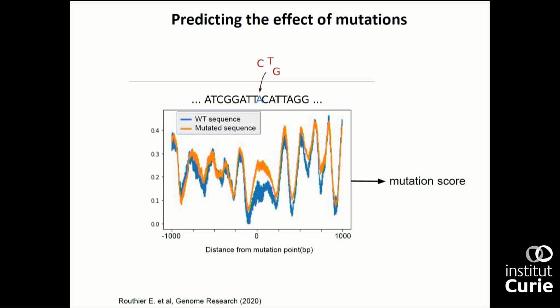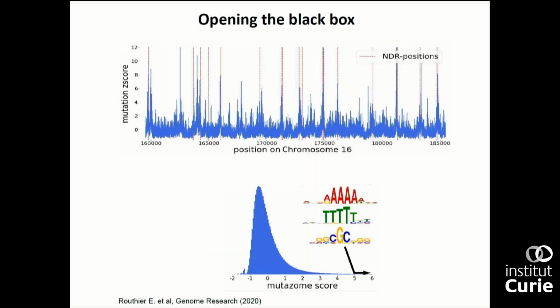And then I make all the possible mutations, and I see what the difference is for each mutation. I look at the area here, the difference between the two signals. And then for this location, I have a mutation score, which tells me how important this precise nucleotide is for nucleosome positioning. And then I can compute this mutation score for the whole genome. That's what we did. So for all the chromosomes, we computed the effect of every nucleotide on nucleosome positioning. And this is the signal that we got on a portion of chromosome 16.